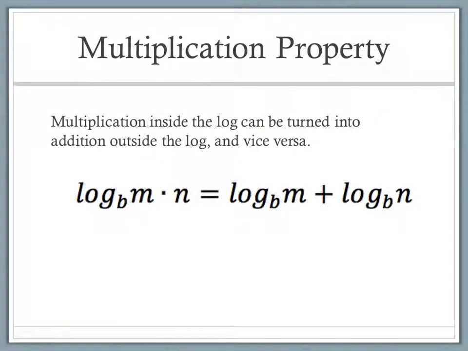Okay, for the multiplication property, multiplication inside of a log, we can turn it into the addition of two logs, and we just keep the same base. So the big thing here is that multiplication goes with addition. If I had two things that I'm multiplying inside of a log, I can split them up into two separate logs of the two things that I'm multiplying.